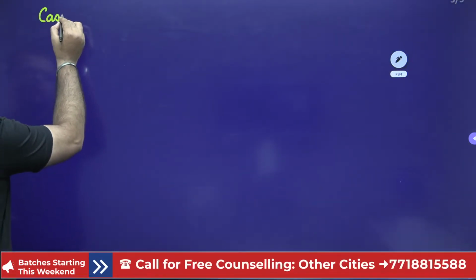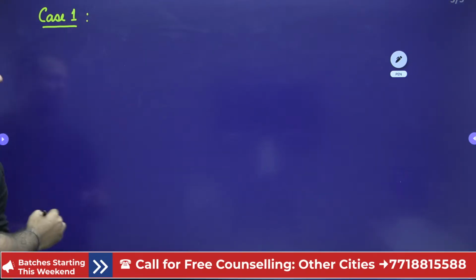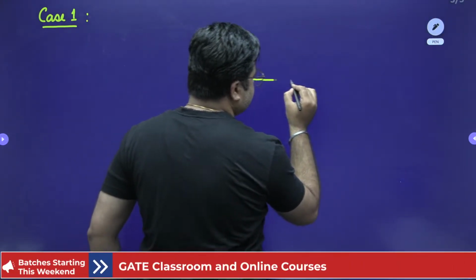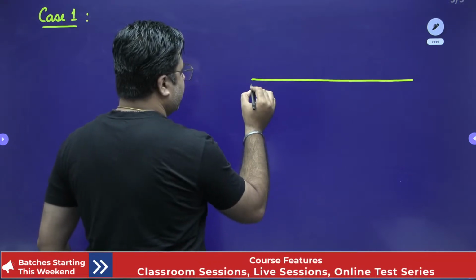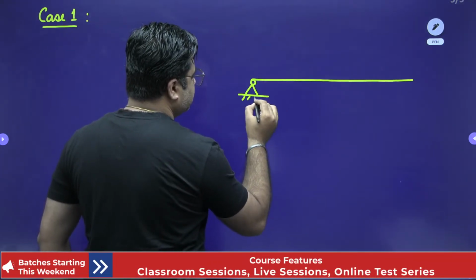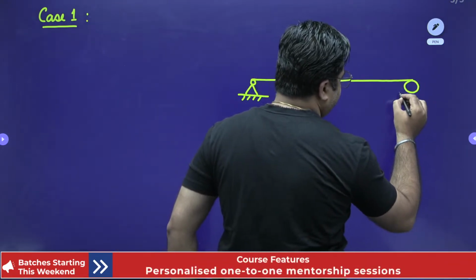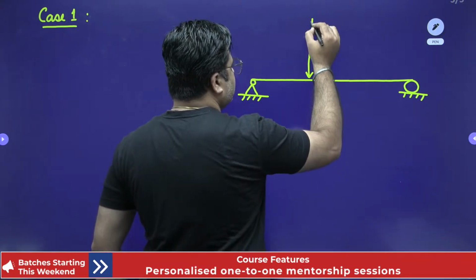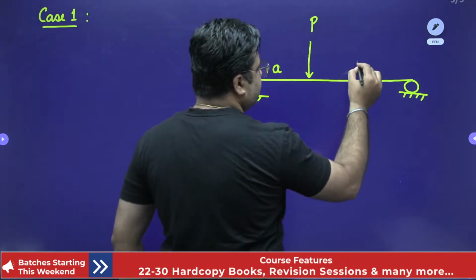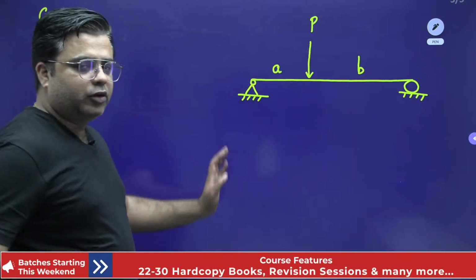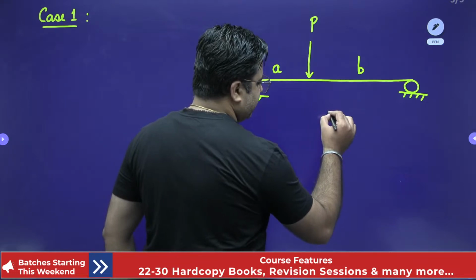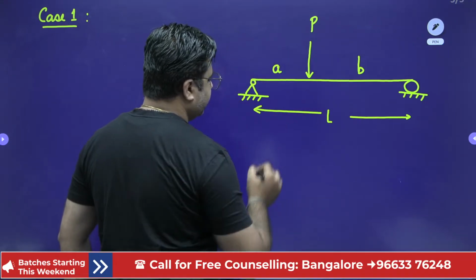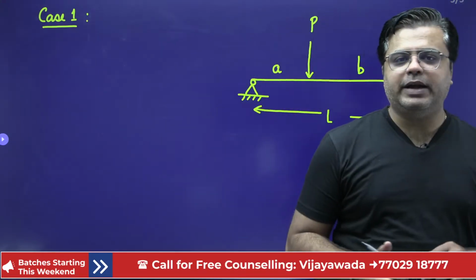Case 1 is simple. We will start with a simply supported beam which is loaded eccentrically. This is our simply supported beam, of length L. The point load is applied at a distance of A from the left end and at a distance of B from the right end. The total length of the beam is L. We need to draw the shear force and the bending moment diagram for this beam.